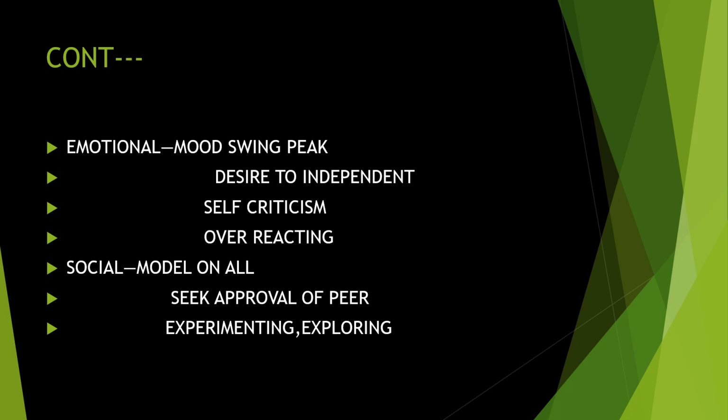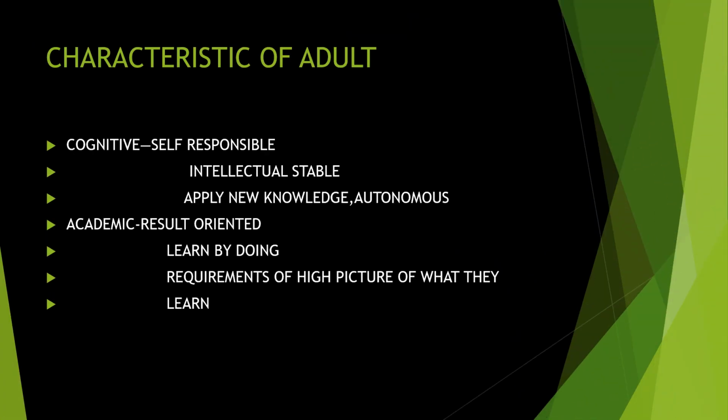Now we are going to deal with the characteristics of an adult. Okay, so I think now you have an idea about adolescent students. Now we are going to deal with the adult, that is, grown-up people. What is their cognitive level, their academic level, their emotional level, and we also have to know their social level. And here the cognitive level is self-responsible.